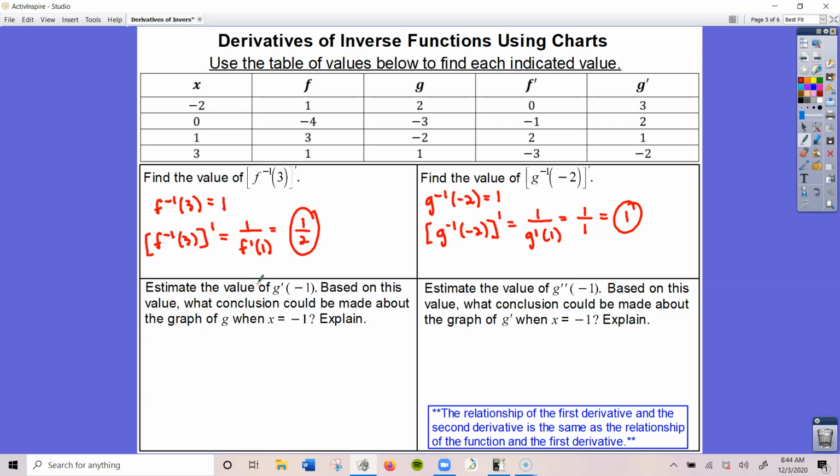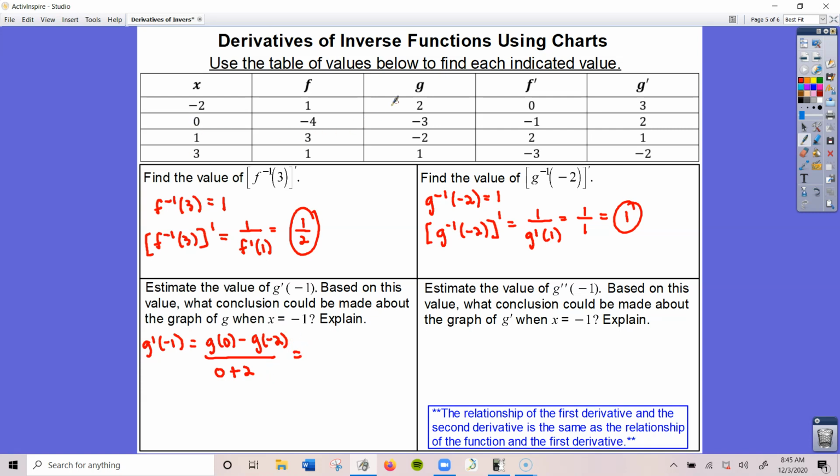Next, we're going to estimate the value of g prime of negative 1. Based on this value, what conclusion can be made about the graph of g when x is equal to negative 1, and explain. So this has nothing to do with inverses, but I'm just bringing you back to some of the older material so that we can make sure it stays fresh. So to estimate the value of g prime of negative 1, remember that we have to use a point to the left and a point to the right. Negative 1 is between 0 and negative 2. So that means that I'm going to find g of 0 minus g of negative 2 over 0 minus negative 2, so plus 2.